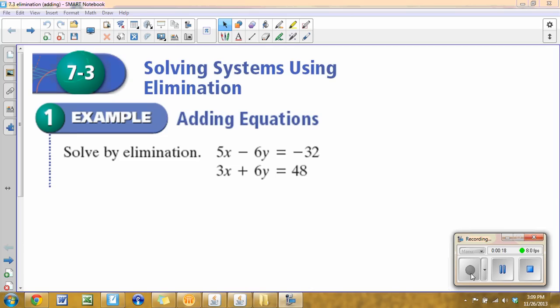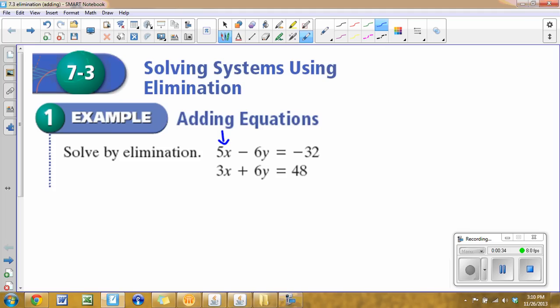If I already have two equations and they're already in standard form, which these two equations here are, sometimes using elimination is the best way to do it. Elimination is pretty much what it sounds like. I'm going to eliminate something. What I want to eliminate is either my x variable or my y variable. It doesn't matter which one. Again, it just kind of depends on which one is the easiest.